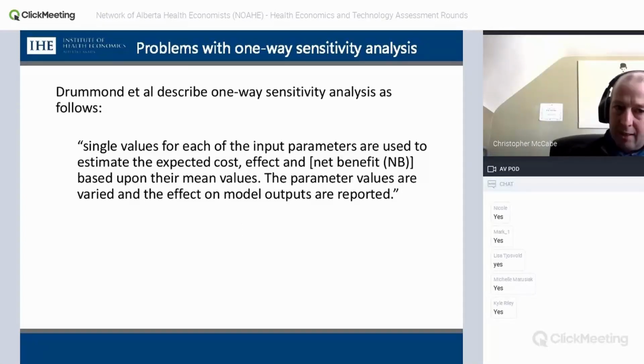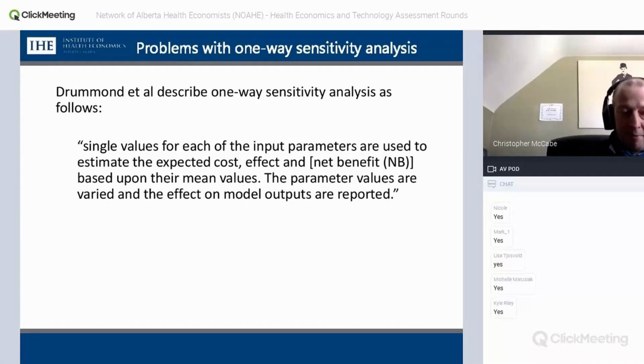Focus for today, as I say, is one-way sensitivity analysis, that first one, where we're varying the value of a single parameter. And here's Drummond et al., from the most recent edition, I think it's the 4th edition, on how they describe the one-way sensitivity analysis. Single values for each of the input parameters are used to estimate the expected cost, effect, and net benefit based upon their mean values. The parameter values are varied, and the effect on model outputs are reported.